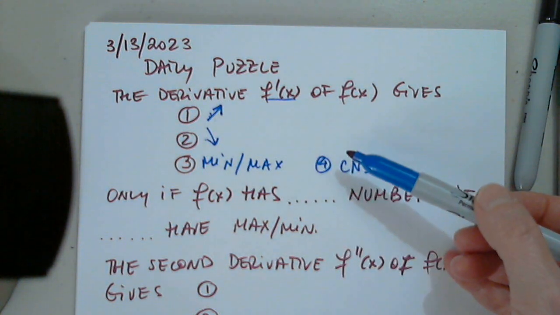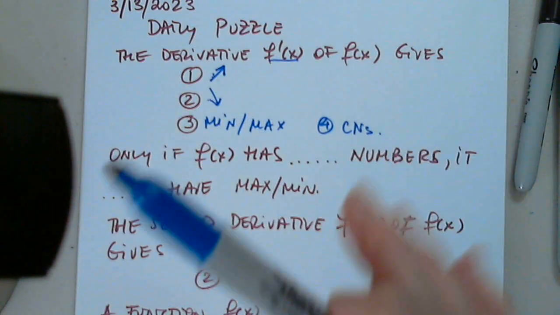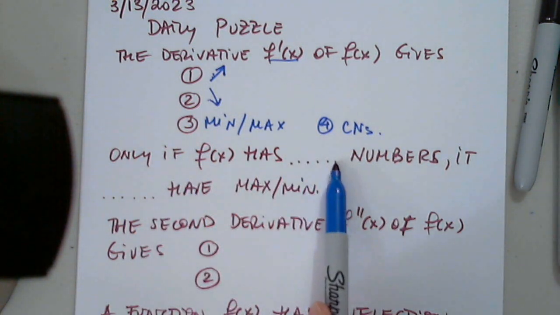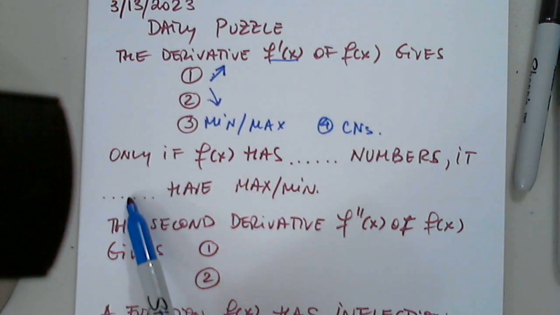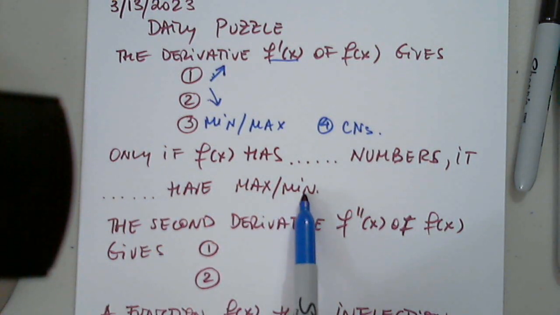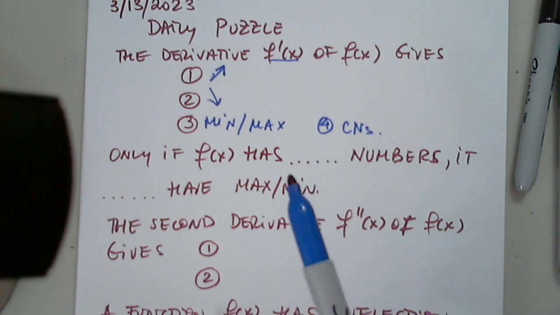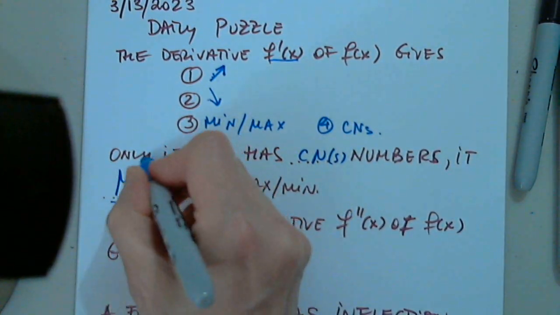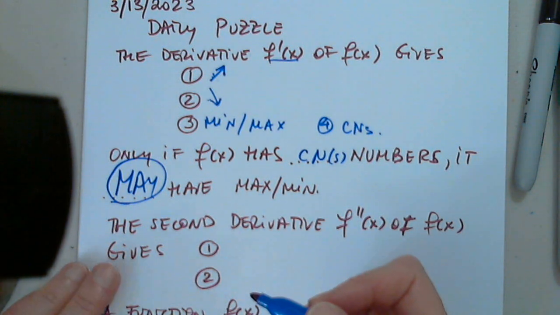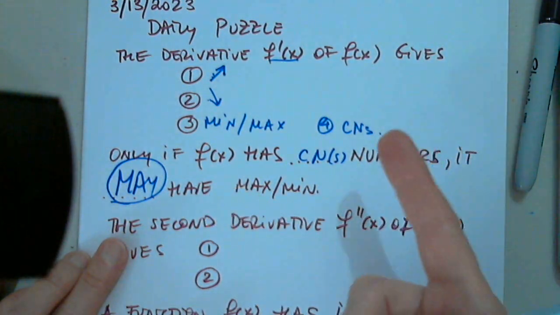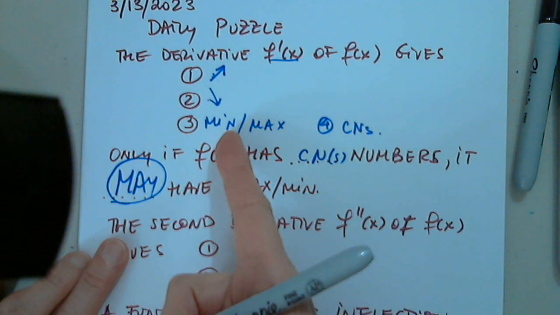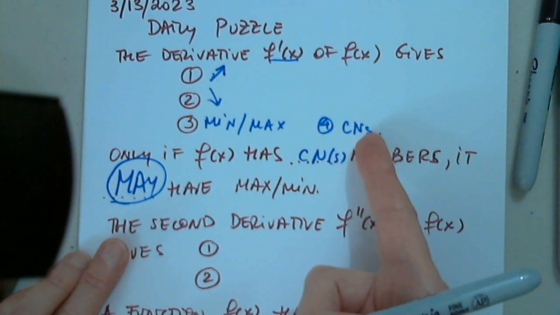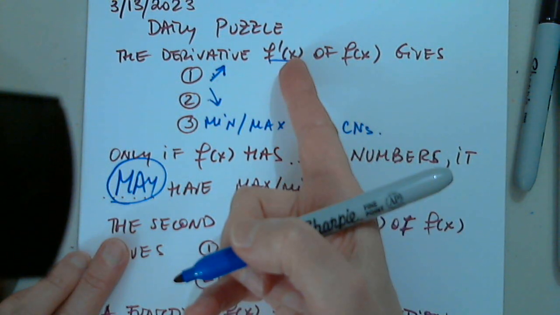Awesome. So increasing, decreasing, min, max, of course, if there is a critical number. And we have to analyze it. Only if f of x has critical numbers, and it may have max or min. Keyword. Remember we said if there is a critical number, there is no guarantee there is a min or a max. We have to study the sign of the derivative.